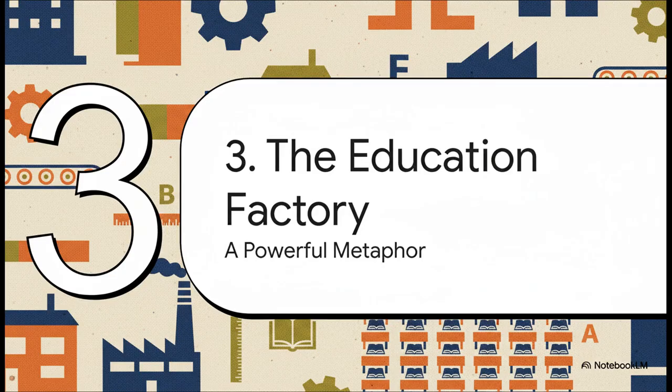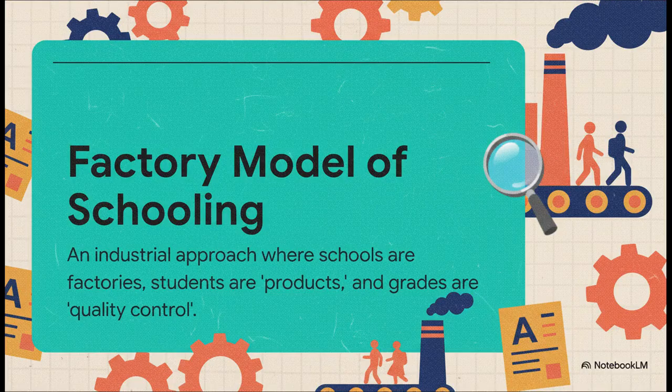So this desperate need for efficiency led to this really powerful idea, a metaphor that would basically define American schools for the next 100 years, and honestly, even today. And that idea was the school as a factory. And in this model, the logic is, well, it's brutally simple. The school is the factory. The students, they're the raw materials that come in one door and eventually become finished products out the other. And grades? Grades are the quality control stamp.